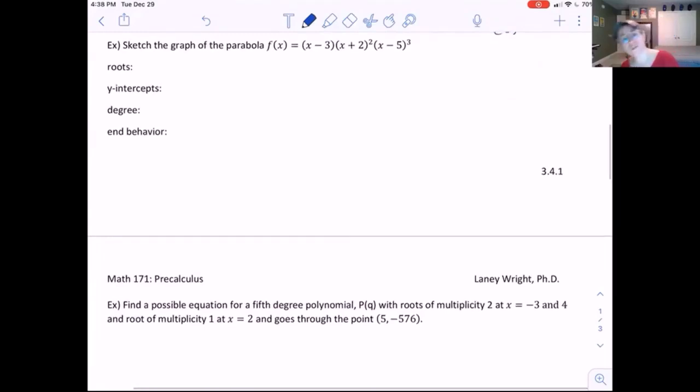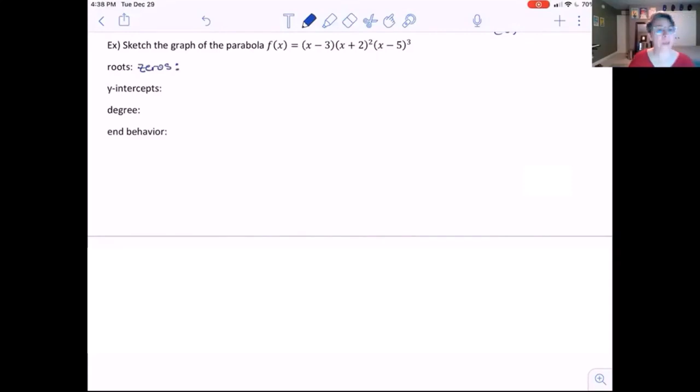So they're wanting us to sketch the graph of this parabola using our knowledge of zeros and multiplicities. So again, when we say roots, that's the same thing as zeros. So in this case, we have a 0 of 3 with a multiplicity of 1. We have a 0 of -2 with a multiplicity of 2. And we have a 0 of 5 with a multiplicity of 3. So those are our roots or our zeros.